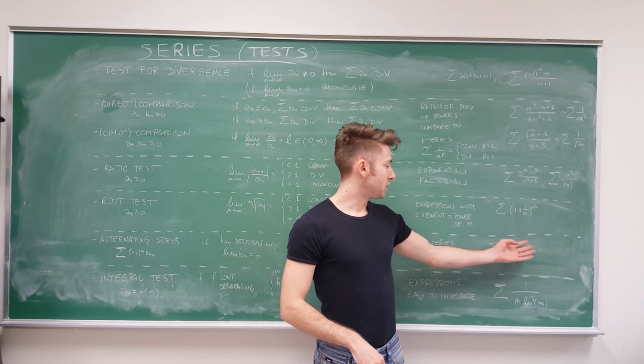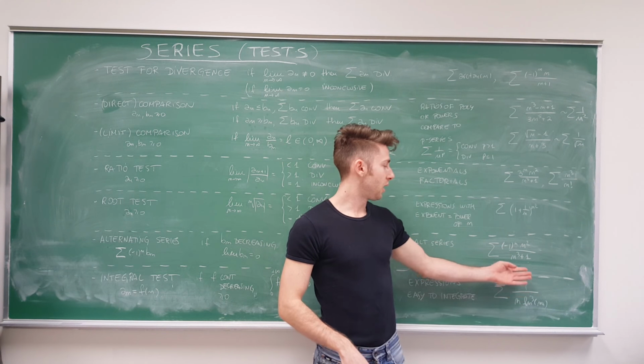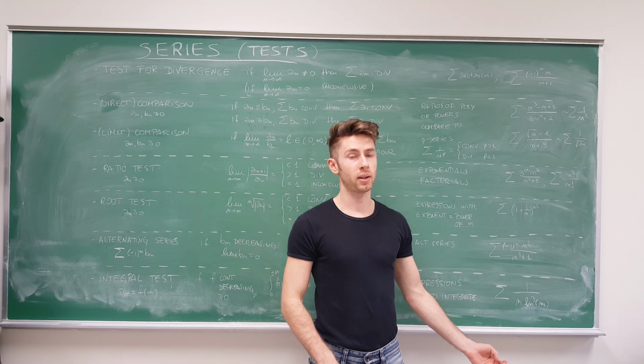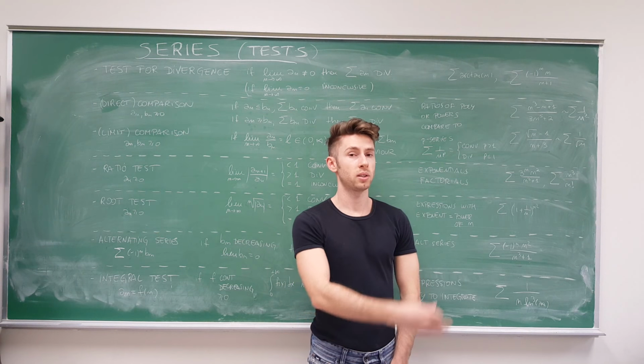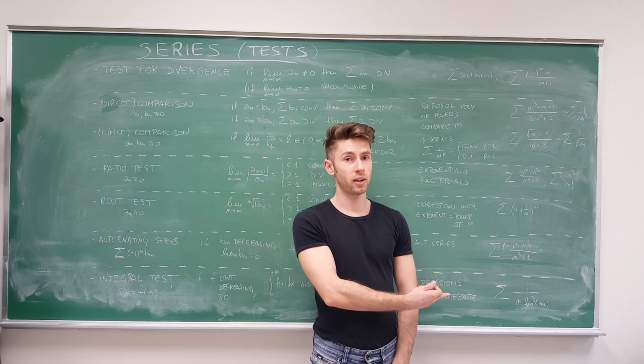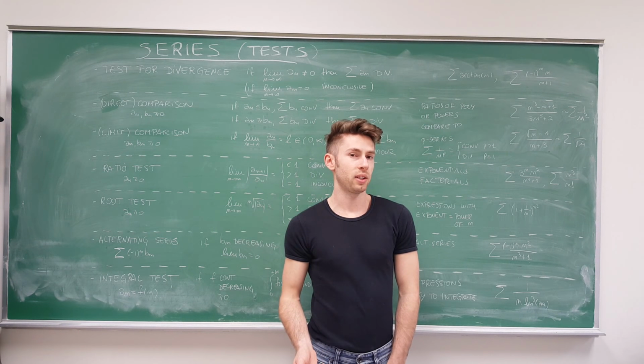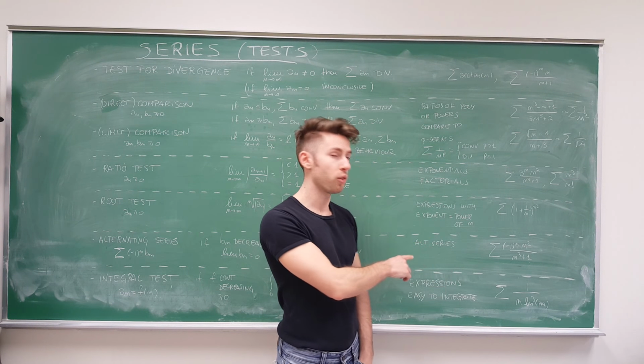And so my example is this, and b_n would be n squared over n cubed plus 1, which clearly goes to 0 because the power of the denominator is greater than the power of the numerator. And you can also check that it's decreasing. So this is going to be convergent.